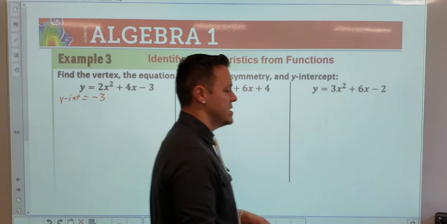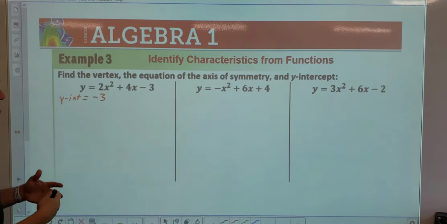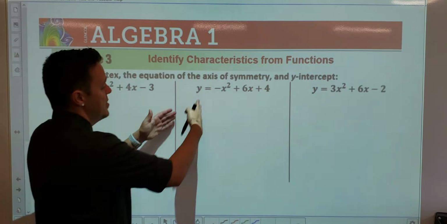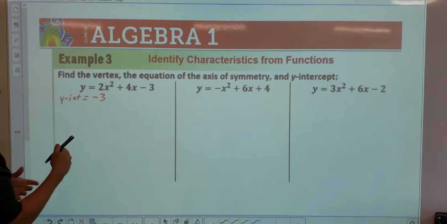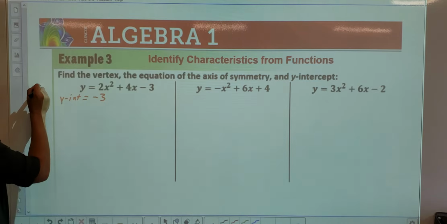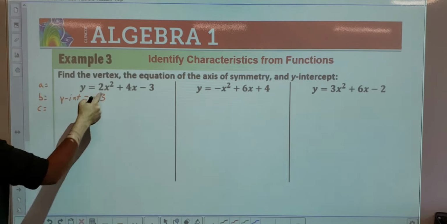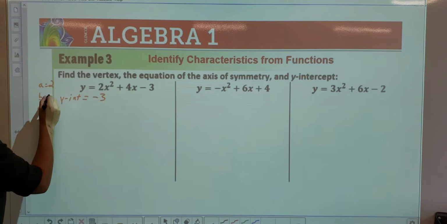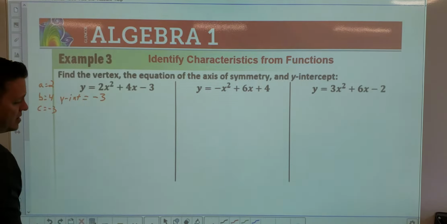The next piece is to look for the axis of symmetry, because the vertex is the point on the graph where we have to figure out exactly where it goes. We can figure out the axis of symmetry because we know the a value. So a, b, and c: our a value is 2, our b value is 4, and our c value is -3, which is why we know that's the y-intercept.